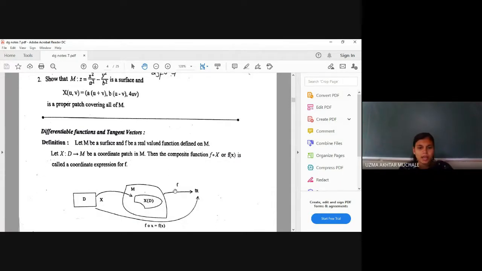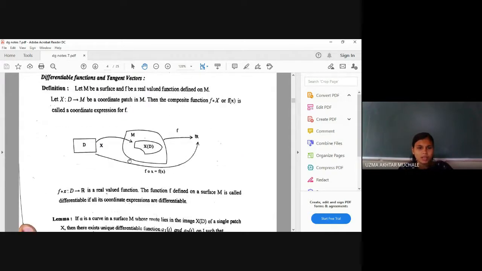The codomain is R, and the domain is the whole surface M, and x is a function from D to M, a coordinate patch. It is given to us. As it is a coordinate patch, it will satisfy the conditions of one-to-one and regularity. Next, the composite function f of x, or f composite x, is a coordinate expression for f.